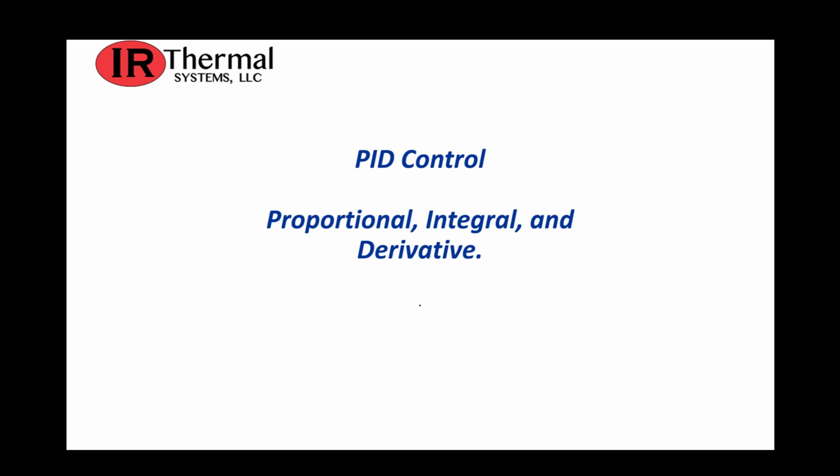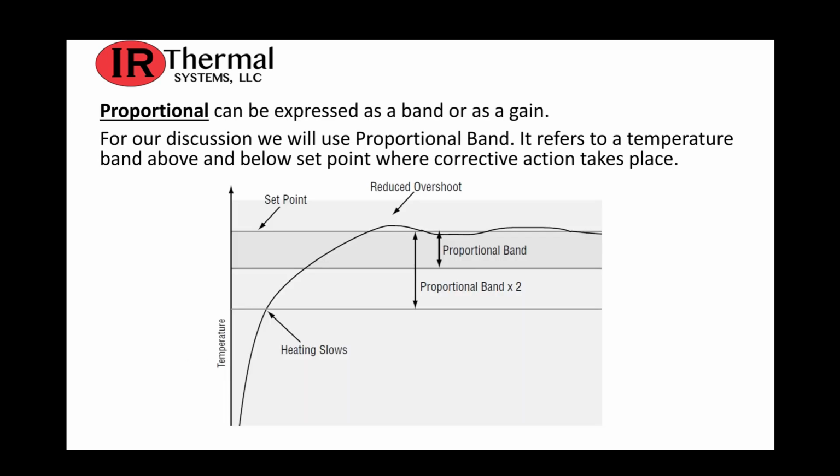So let's go to the next topic, which is PID control. PID refers to proportional, integral, and derivative, and we'll go over those concepts in this presentation. First, we'll look at proportional. Proportional can be expressed as band or as a gain. For our discussion, we will use proportional band. It refers to a temperature band above and below the set point where the corrective action takes place.